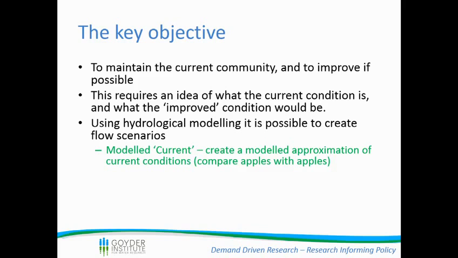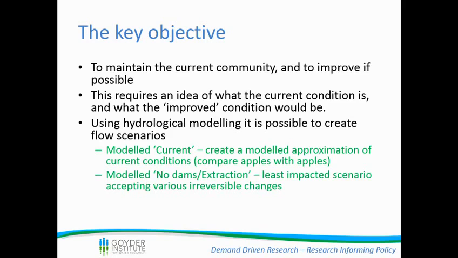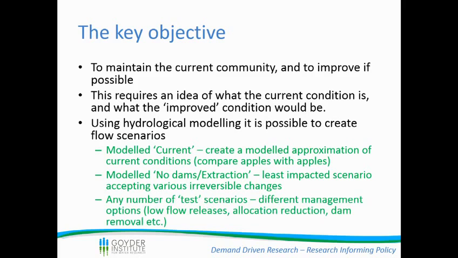The flow data that we use, we have a modelled current. So if you take a surface water model, you give it all the conditions that have existed up to this point, and it will spit out a modelled current scenario. The next one that we use is a no dams scenario or a no extraction scenario. This is basically where you have the same landscape, but all the dams are gone, all the water pumping is gone, and now you just have a system which flows. It's still modified, of course, by land clearance and that sort of thing, but it's the least impacted scenario that we have. And then the third scenario, you can use any number of test scenarios.